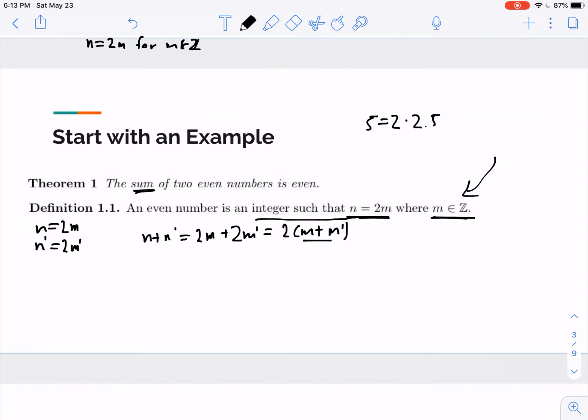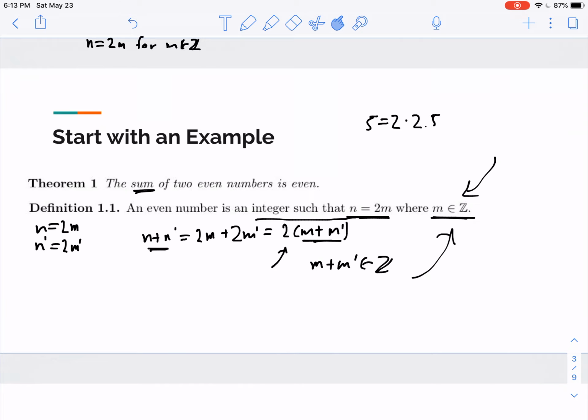And we know m plus m prime is an integer because m and m prime are both integers. When you add two integers together, if you add two whole numbers together, you get a whole number. So that shows that we can write the sum n plus n prime as 2 times an integer, right? We can say m plus m prime is in the integers. And so that means, again, by our definition, that the sum is even. So that completes the proof.